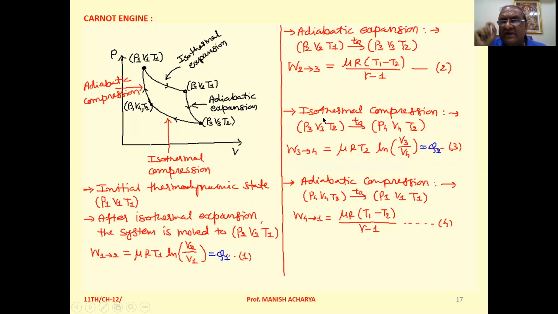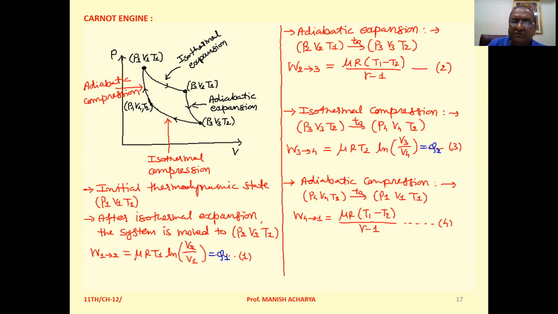Then he considered the working substance, that is the ideal gas. Now, let's discuss the working of this heat engine and prepare its PV diagram. Suppose the initial thermodynamic state of the working substance, or system, has pressure P1, volume V1, and temperature T1. This is the initial thermodynamic state of the system.